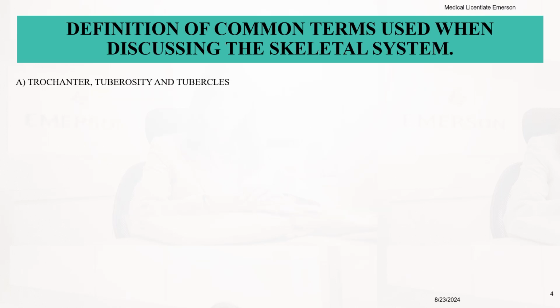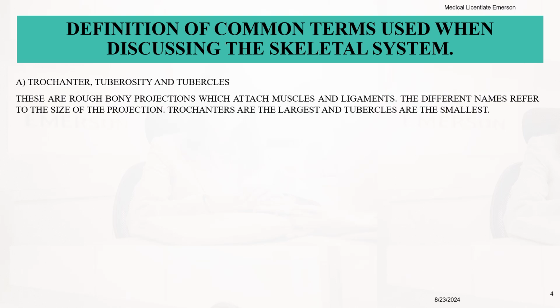So the terms that we'll be using are terms such as trochanter, tuberosity, and the tubercles. These are rough bone projections which attach muscles and ligaments. Then the different names differ according to the size of the projections. For instance, trochanter is the largest bone projection, whilst the tubercles are the smallest bony projections. So if we say trochanter, we are referring to the largest bone prominences. Then if it is also a bone prominence, but it is small, we call it a tubercle.